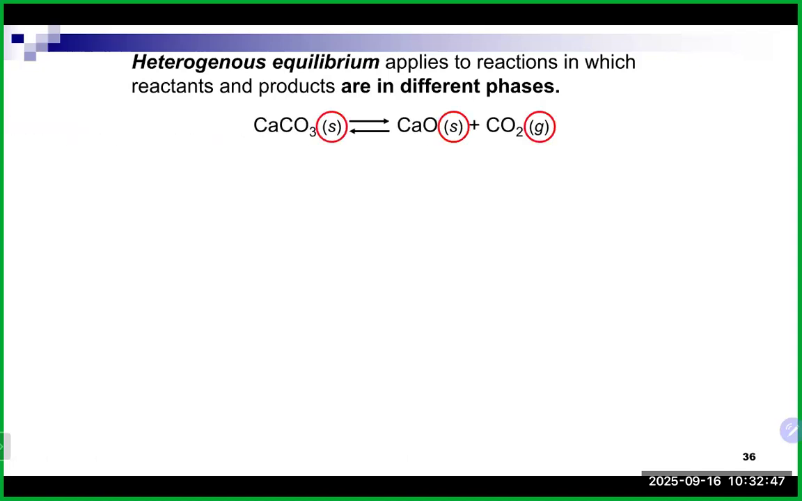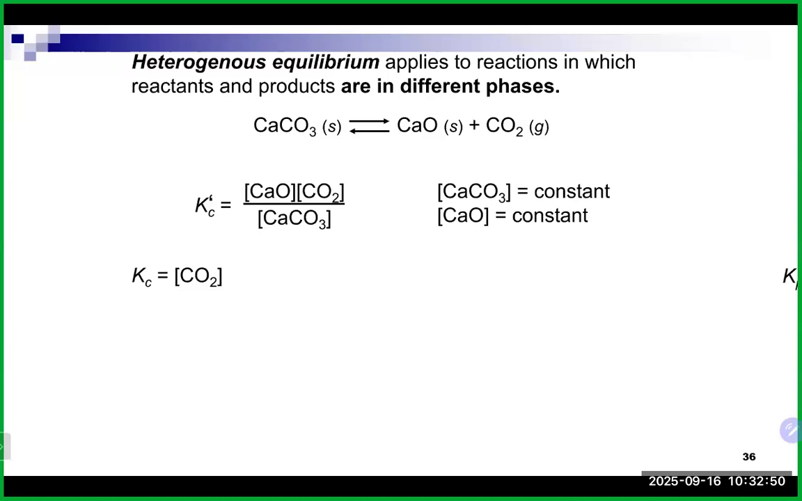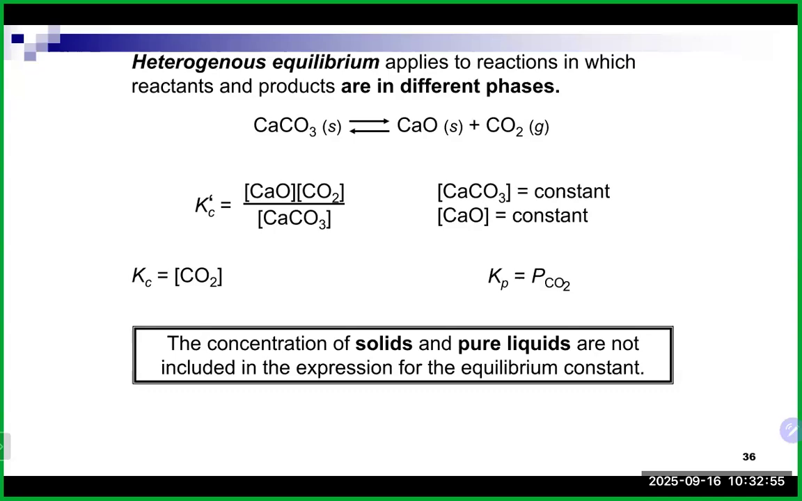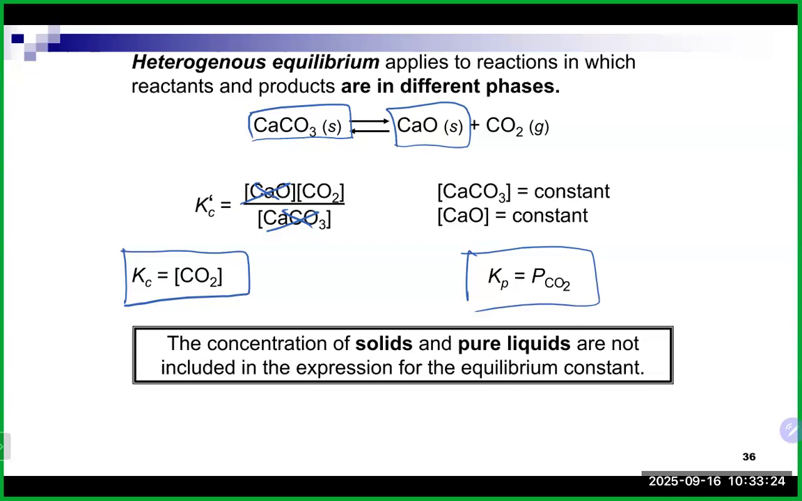All right, let's see what we got going on here. Heterogeneous equilibrium is when we have everybody not in the same phase, and we jumped on this a little bit earlier. But the other thing that we typically do not include in the equilibrium expression are solids. In this case, we actually have two solids. So if we wrote our equilibrium expression like normal, products over reactants, we would want to get rid of the two solids. That would leave us a Kc expression, which is really just the CO2, and a Kp expression, which is the partial pressure of CO2.